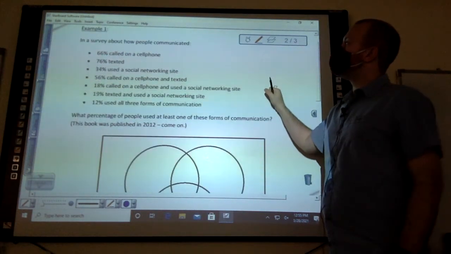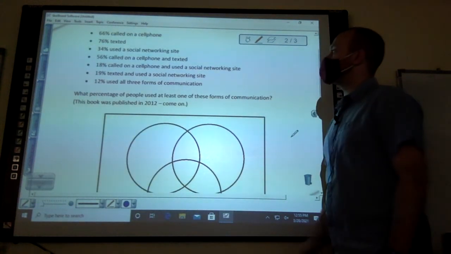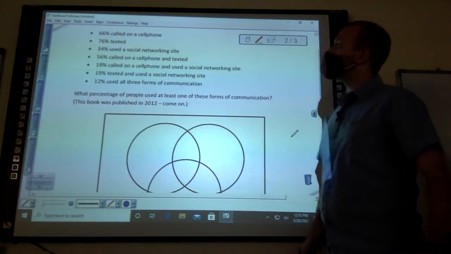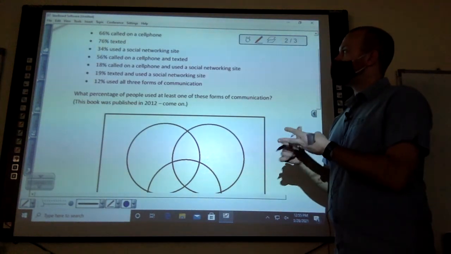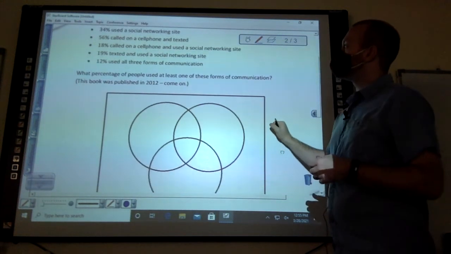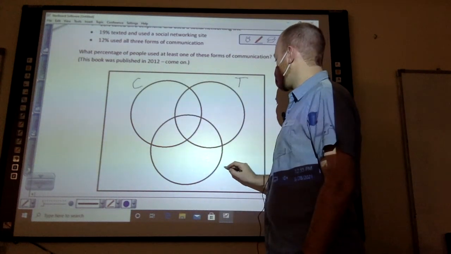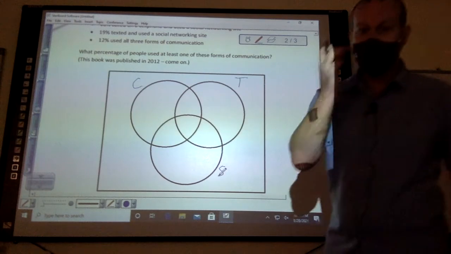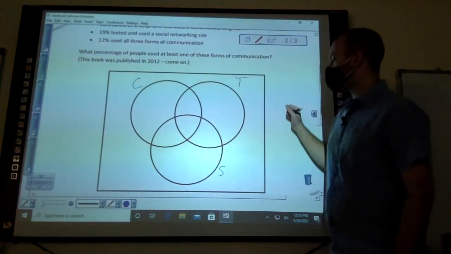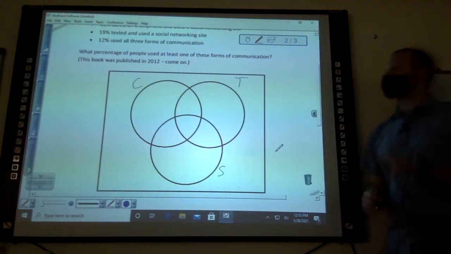So we've got how people communicate. This is from a while ago, so this is not very reliable data. But we're talking about cell phones, texting, social networking. The numbers would be way different nowadays, but let's do this. So we've got cell phones, texting, social media. We can write it out as such. And we need to try and figure out which set of data goes where.